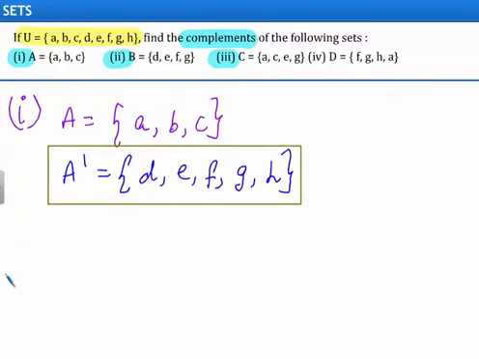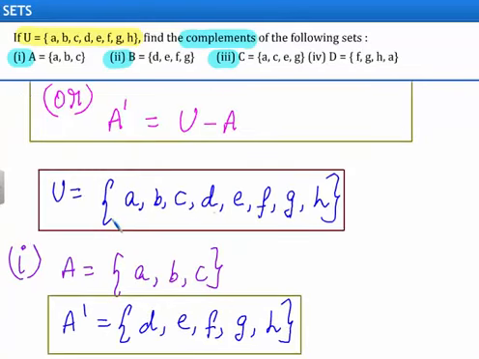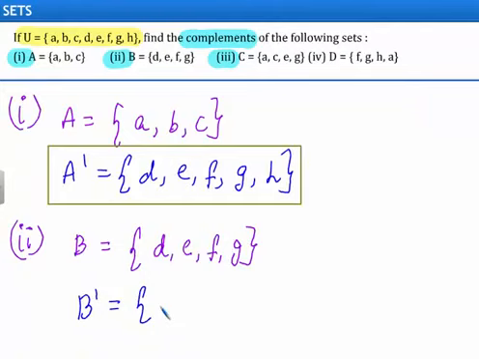In the next part of the problem, we have the set B. Set B is equal to D, E, F, G. Next, let us find B complement. This is equal to set of all those elements which belong to the set U but do not belong to the set B. They are A, B, C, H. Let us write them. So B complement is equal to A, B, C, H.